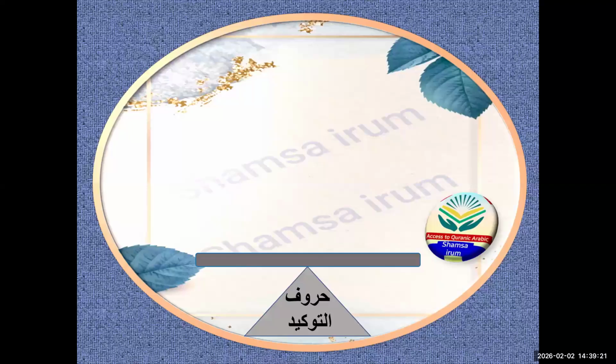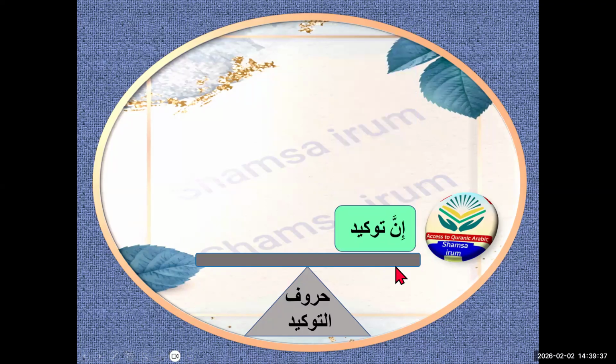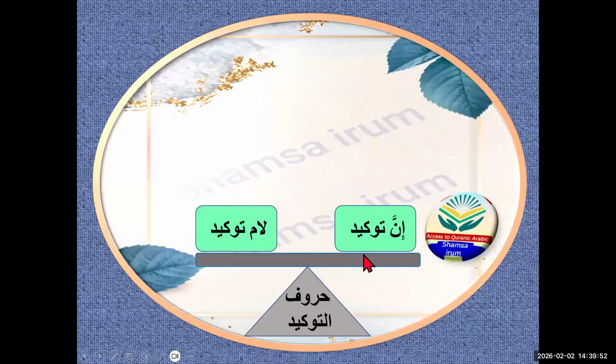Now I will tell you why. What's the reason that inna leads the sentence? Who gives inna the authority to lead the sentence? So I will explain in another interesting way, inshallah ta'ala. As you can see, I made a scale for you here. In the first part of the scale, inna tauqeed is here, and in the second part of the scale there is lamu tauqeed. They both do the work of emphasis. They both create emphasis in the nominal sentence, the jumla ismiya.